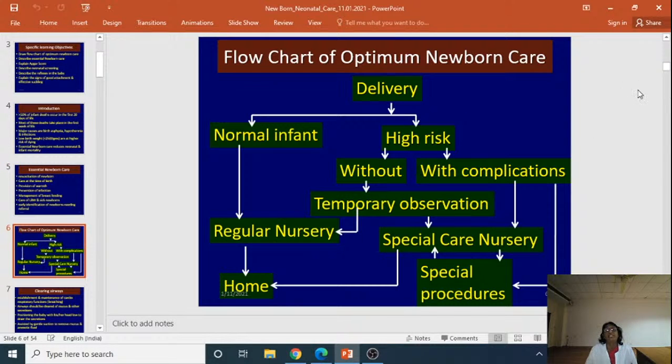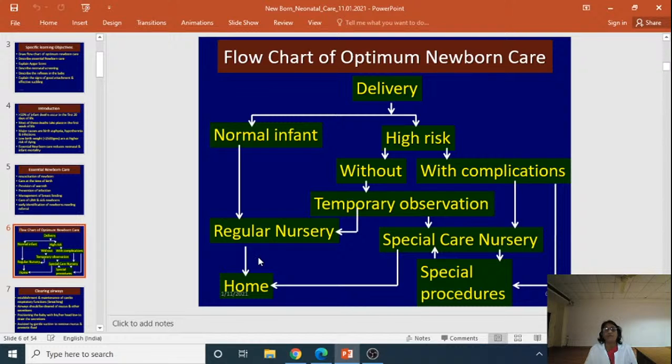Look at the flow chart of the optimal newborn care. As soon as the baby is born, delivered, the baby can be normal or at high risk. Who is a high risk baby? A high risk baby, for example, I gave one example of low birth weight or a sick baby. So let us think that those two are the high risk for now.